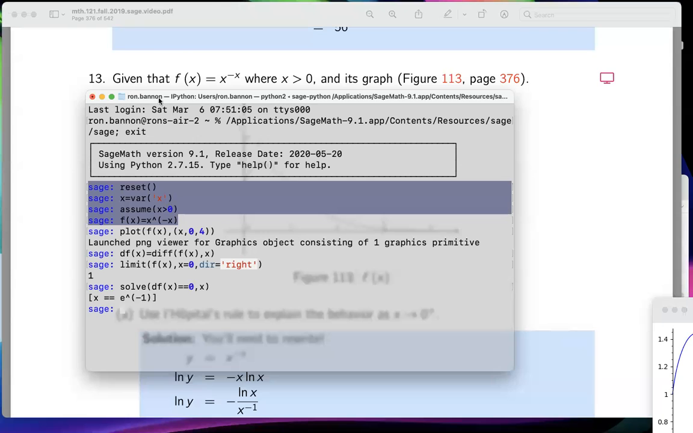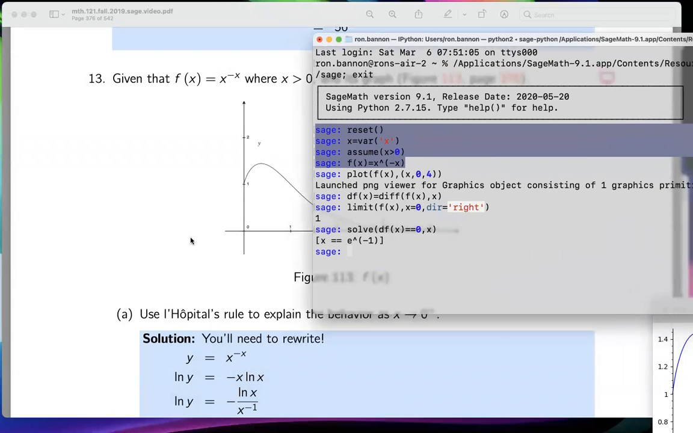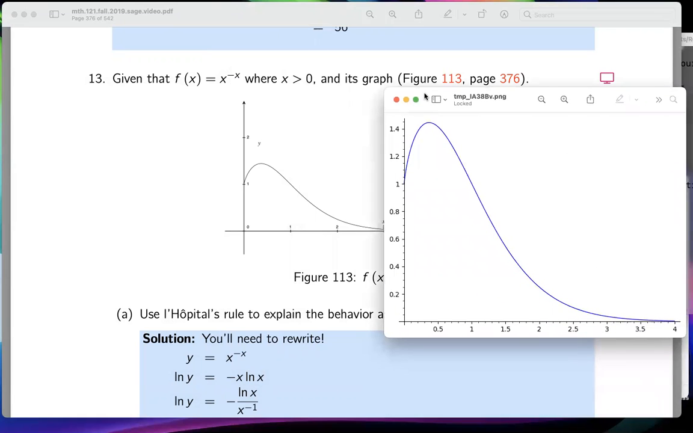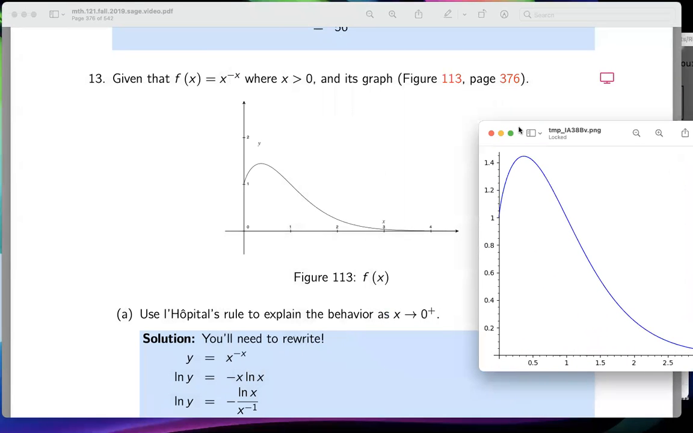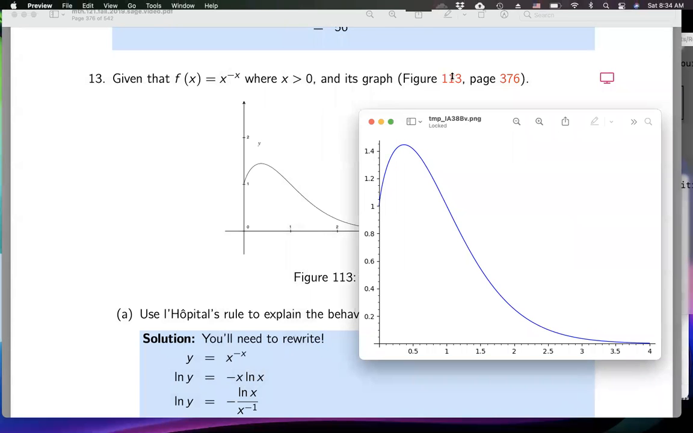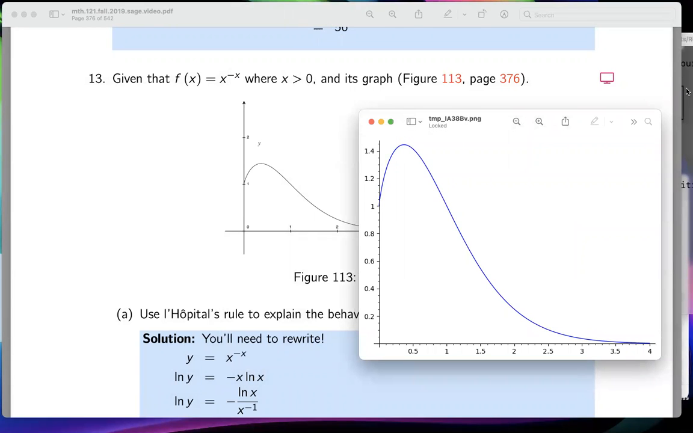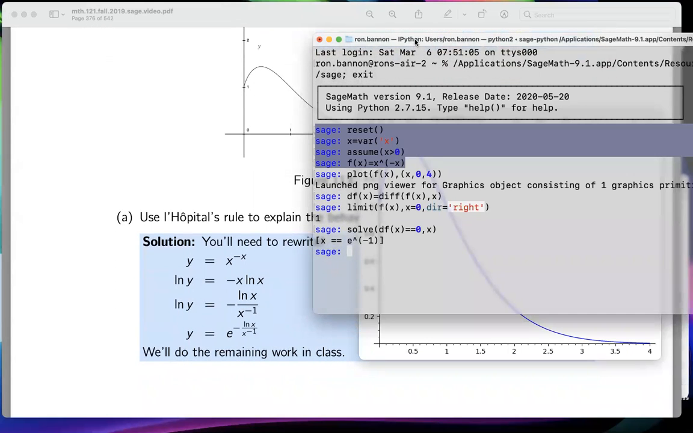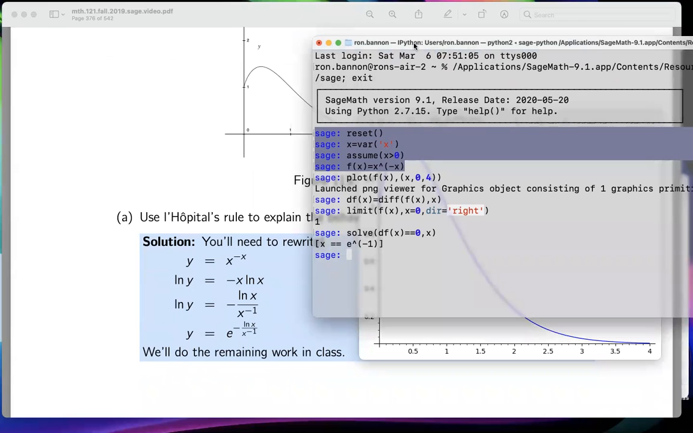Now the graph they're giving me, let me show you that. It's right over here, and the graph I've obtained, not bad. Kind of the same graph, right? The only difference is the scale along the y-axis. But I'm seeing it starting over here, moving up and going down. You get the idea? All right, let's go back to Sage. And what else do they want us to do? They want us to use L'Hopital's rule to get the limit, and we did that in class.